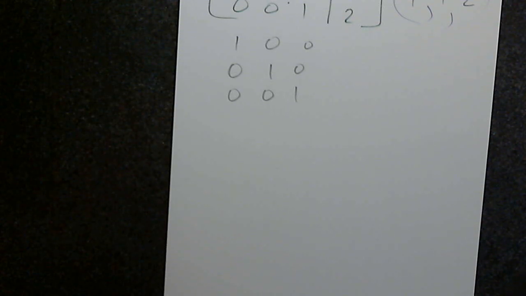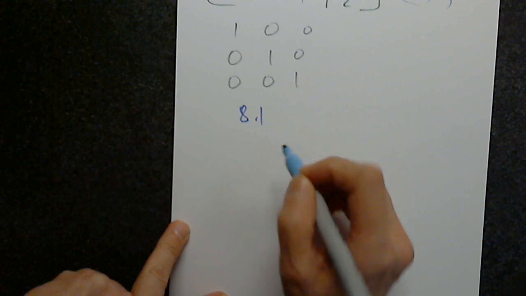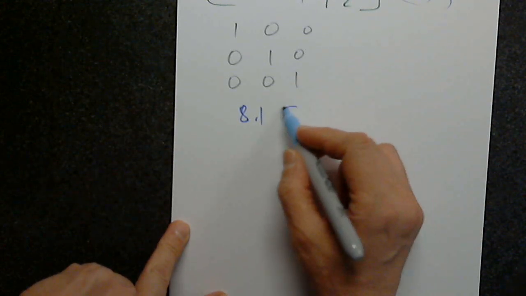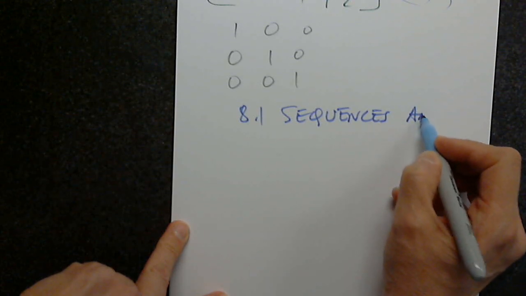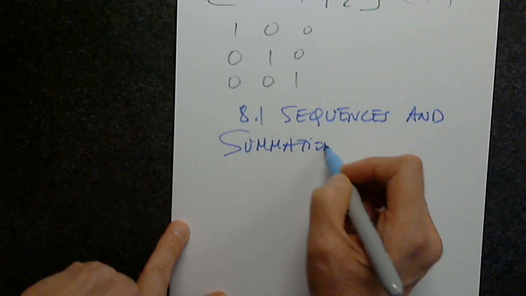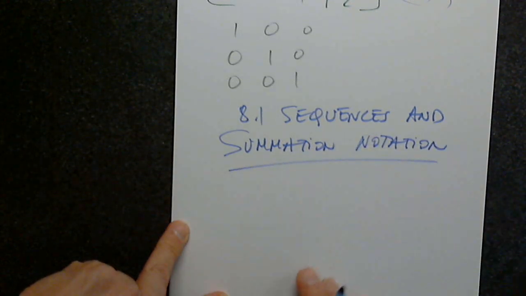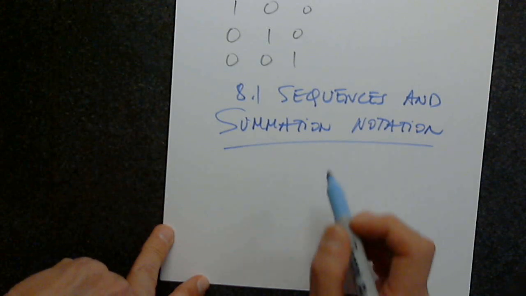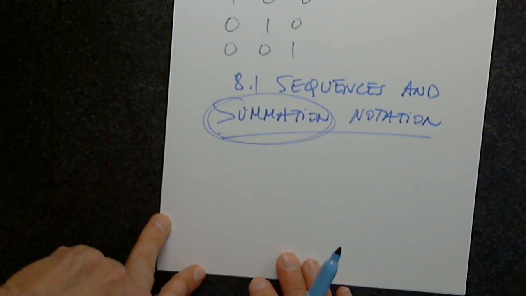Review next week, all of this again. So the last section is 8.1, sequences and summation notation. We're going to start with the summation notation first. See what it means.